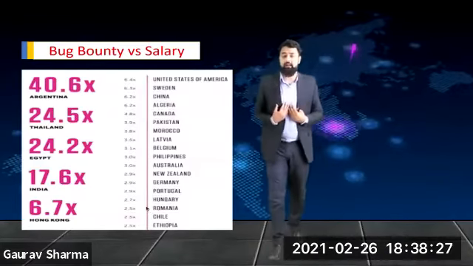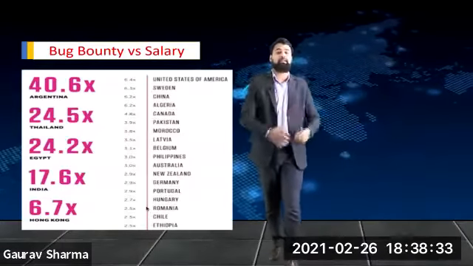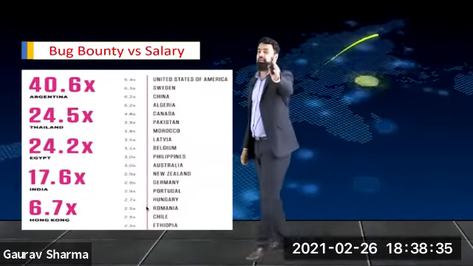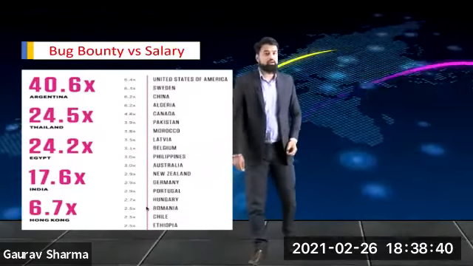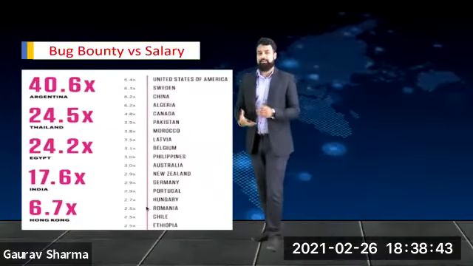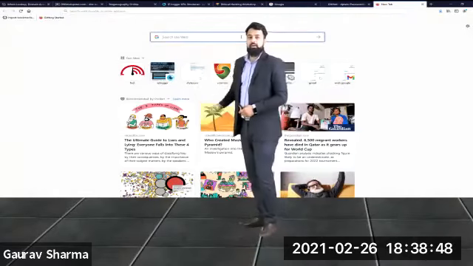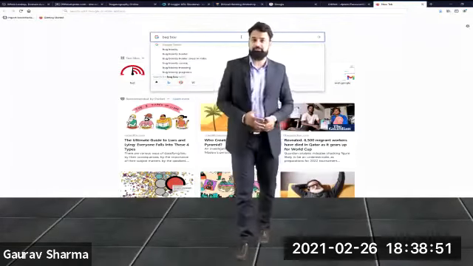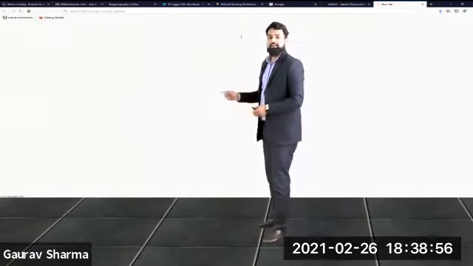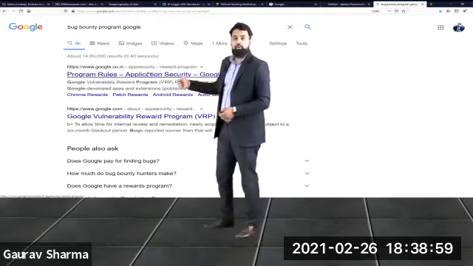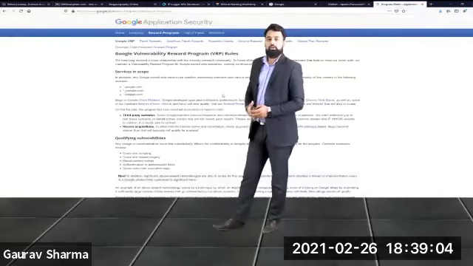This is not my data. This is proved by Google and all the big companies. How many of you want to see that? Yes or no? Directly going to the screen, a Google screen, and we will be typing bug bounty program Google. Enter. If you can zoom, yes, program rules. We will be directly going into these program rules.